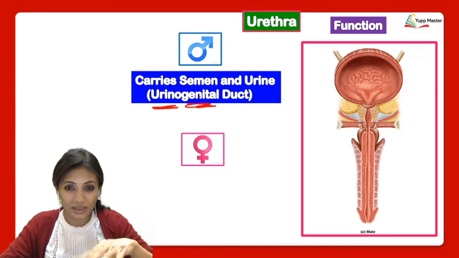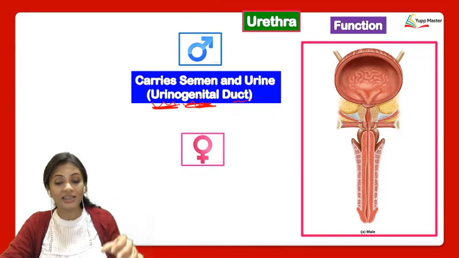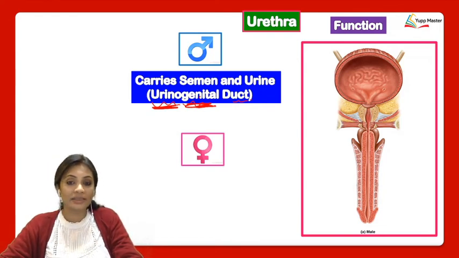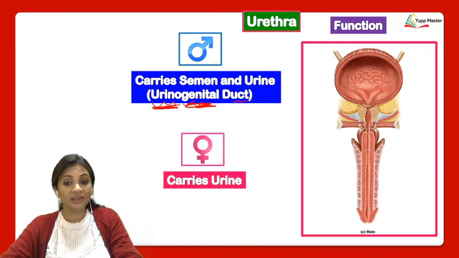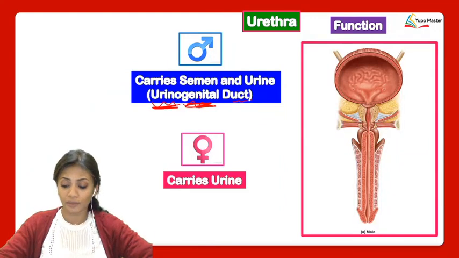What is it called? It's called a urinogenital duct. That is for males. But in females, the urethra has only one function, and that is carrying urine and urine only. So that's what we studied about the urethra.